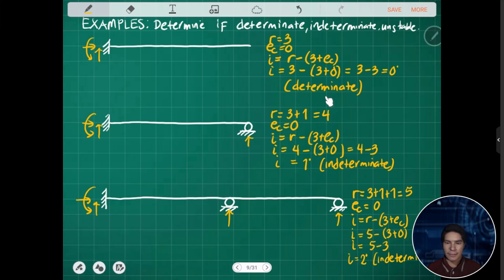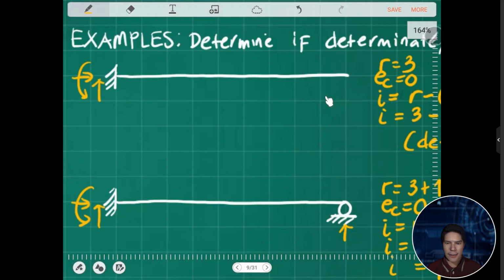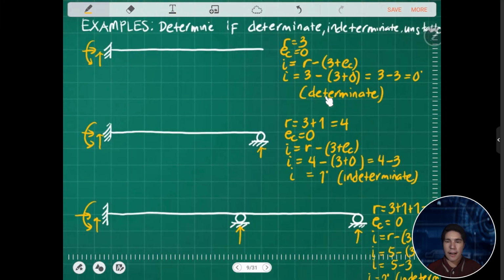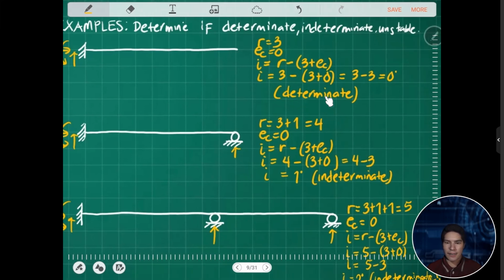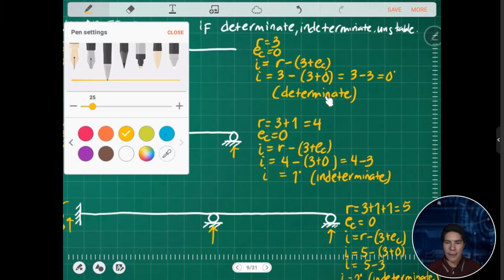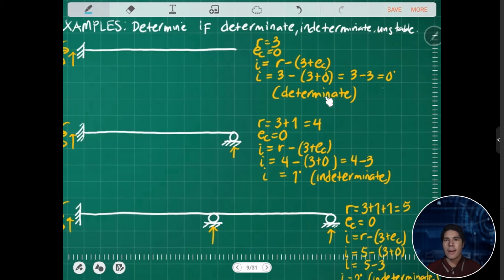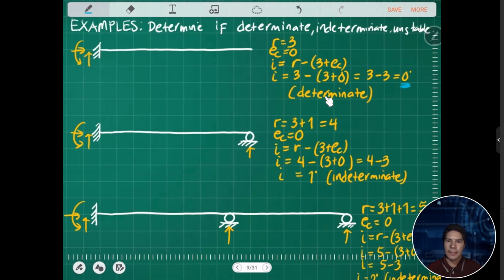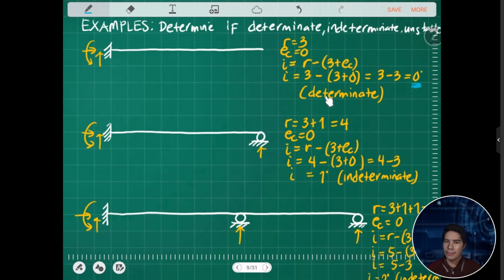Okay, so what it means is we have a determinate structure. This is a cantilever beam, so that is a determinate structure. Since the degree of indeterminacy is equivalent to 0, it means there are no redundant forces acting on the structure. So it means that the summation of forces x, summation of forces y, and moment along the z-axis, the equilibrium equations, are enough to analyze the cantilever beam.